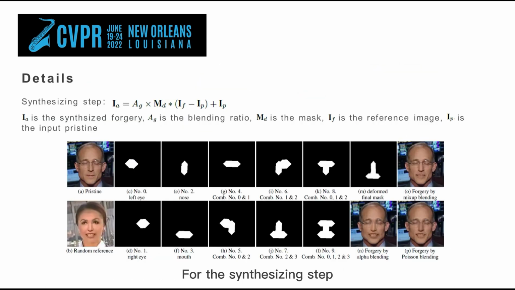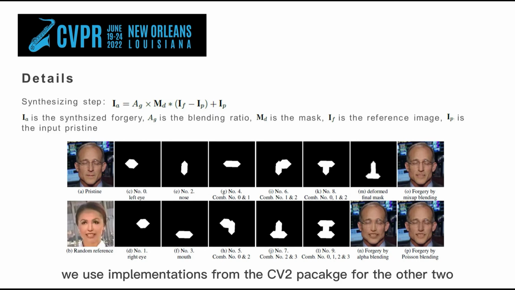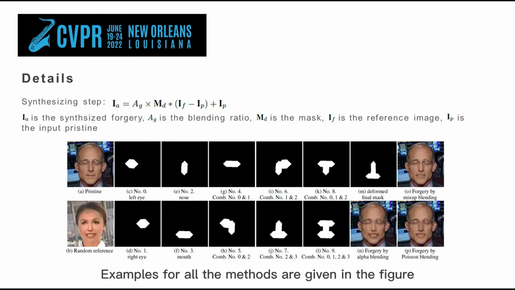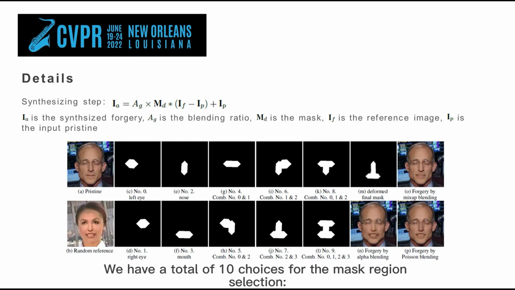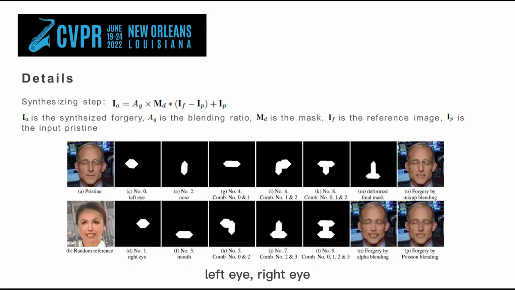For the synthesizing step, there are three blending methods including alpha, Poisson, and mix-up blendings. The formulation for the mix-up blending is given here. We use implementations from the CV2 package for the other two. Examples for all the methods are given in the figure. As for the blending mask, we have a total of 10 choices for the mask region selection. Left eye, right eye, nose, mouth, and their different combinations.